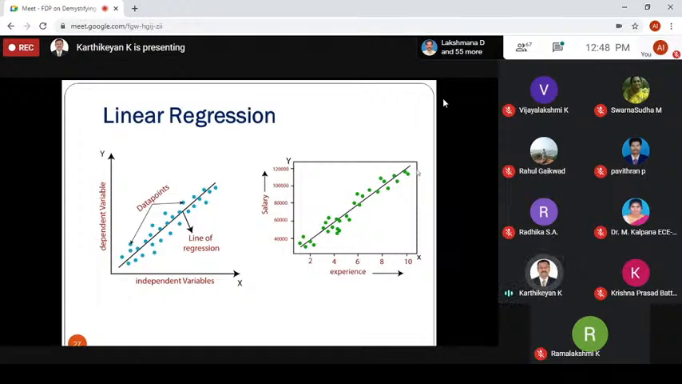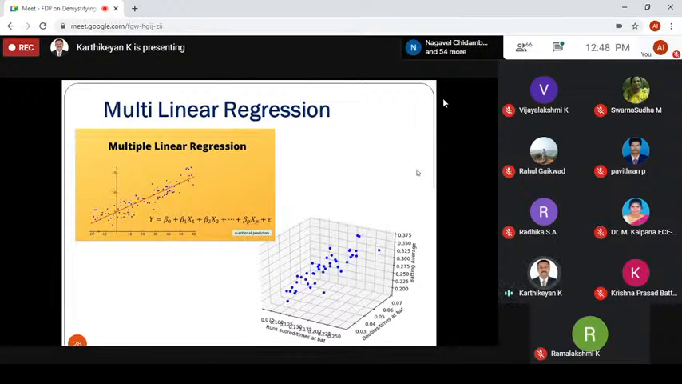In the corresponding chapter, we will see how to form the mathematical model for linear regression, how to implement it in Python, and how to run it in Colab. We will see all those things in the corresponding session. This is just to give a basic idea. Now, that is about linear regression.